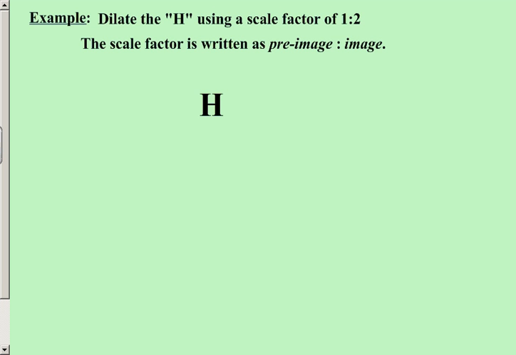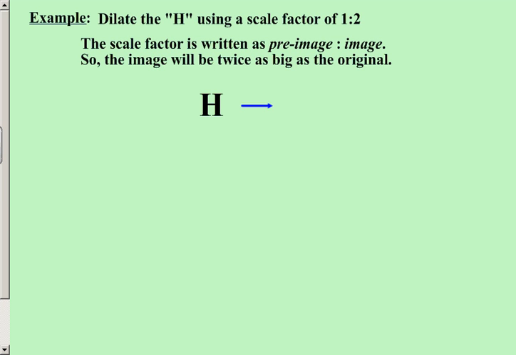If they happen to write it as a fraction, which is possible, the numerator represents the pre-image and the denominator represents the image. But scale factor is quite frequently written with this colon notation that you see now. Basically, what's being communicated to us is that the image is going to be twice as big as the original, a 1 to 2 relationship.